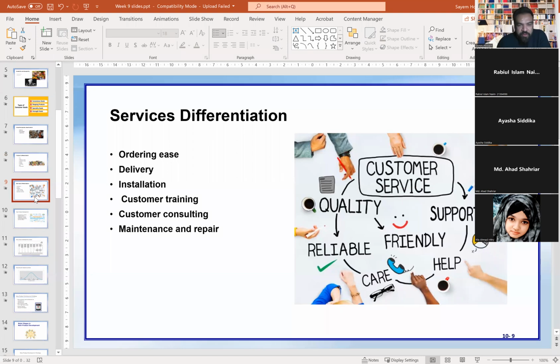Okay, now service differentiation. So service could also be deferred. Ordering ease. Getting a taxi or a car through Uber is probably more convenient than ordering a car through other services. Maybe that's why we choose Uber. Maybe when we go to a restaurant, ordering food is easier. So ordering is probably the first reason we choose one service over another, because some services are easy to order. That's really very important.